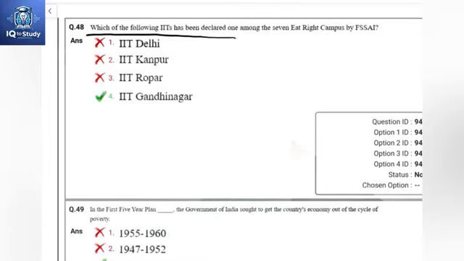Which of the following IITs has been declared one among the 7 Eat Right campus by FSSAI? IIT Gandhinagar. It's according to 2019.